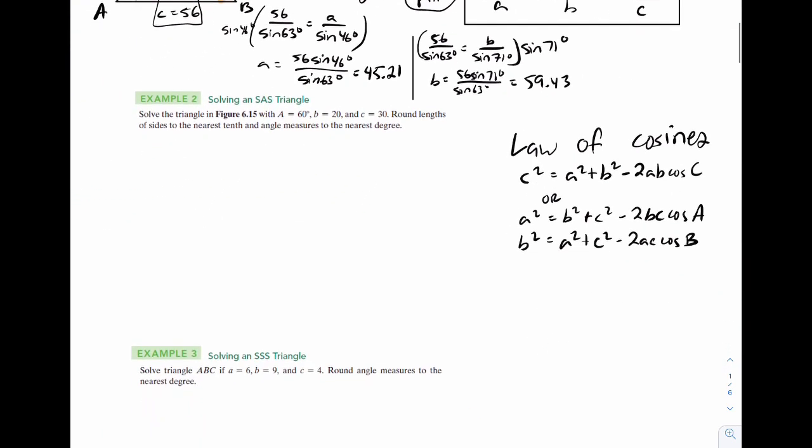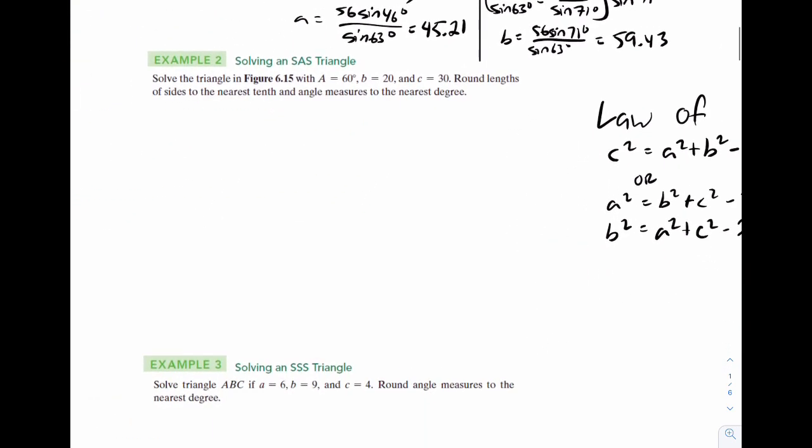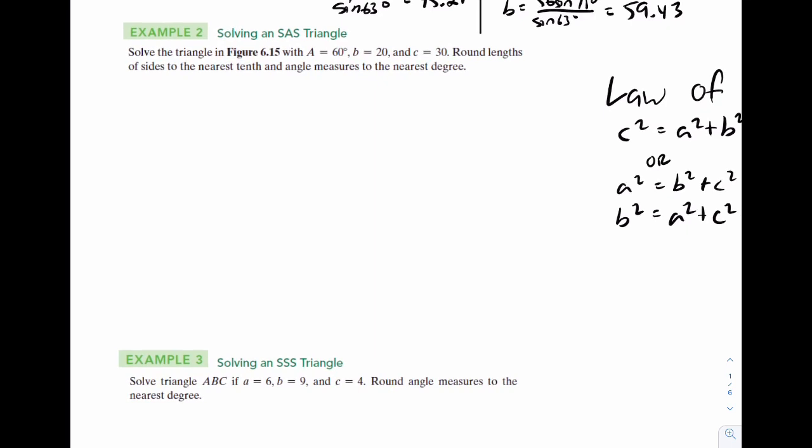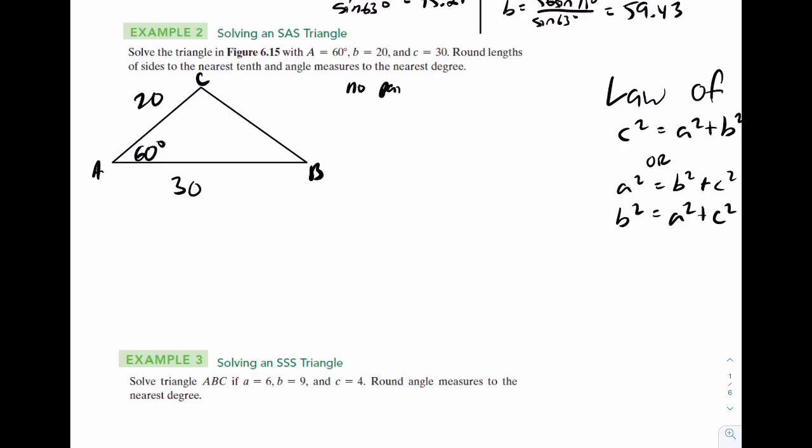Okay, next example. Notice how we have a side angle side triangle here. It says solving a side angle side triangle. So if I were just to sketch this generically like that, I'll label it again, A, B, C. This is 60, b is 20, c is 30. I want you to notice very quickly that we cannot use the law of sines because there is no pair. So again, there's no pair, which means we cannot use the law of sines. It's just not going to work.